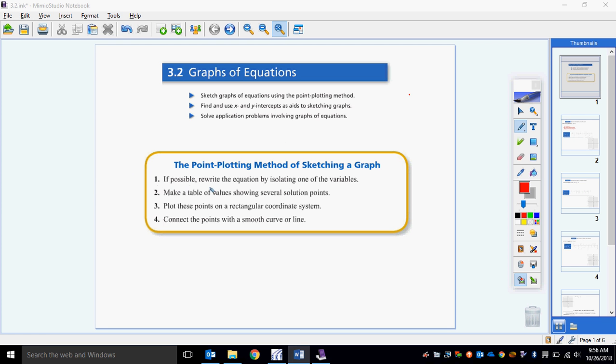So some guidelines here. If possible, rewrite the equation by isolating one of the variables. Typically we want to get y by itself. Sometimes you can get x by itself. Next, we want to make a table of values showing several solution points. Those are points that we can graph. And then we're going to plot these points on the coordinate plane, and then connect the points with a smooth curve or line. So play connect the dots.